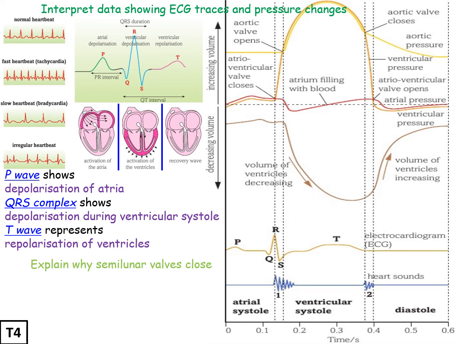And the different parts of these waves can then be linked to the pressure changes that happen in the heart. So we know that when the volume increases, the pressure decreases, and when the volume decreases, the pressure increases.